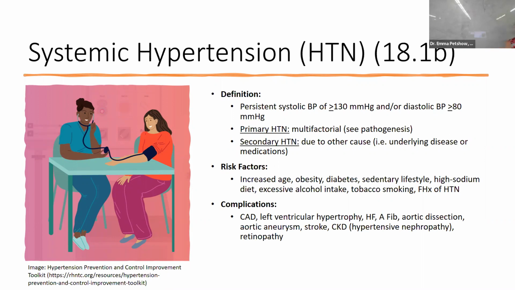Complications, your classics: coronary artery disease, left ventricular hypertrophy. Now that should not shock you. I think CKD is an interesting one, chronic kidney disease from hypertensive nephropathy. So think about where there's small vasculature that can affect an organ. So kidneys, extremities, eyes, heart, right? High pressure systems and small little vessels, not going to be a good outcome.